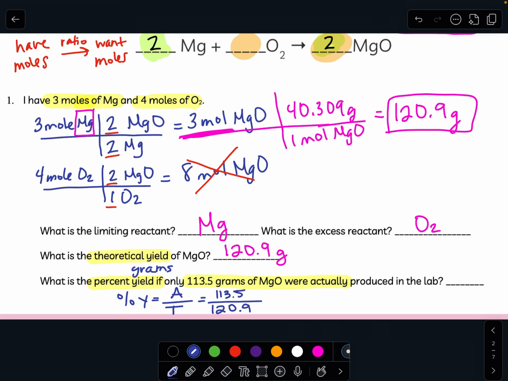And then just remember, anytime I'm talking about percent, I always have to multiply my final answer by 100. So when I plug this in my calculator, I come up with 93.9%.